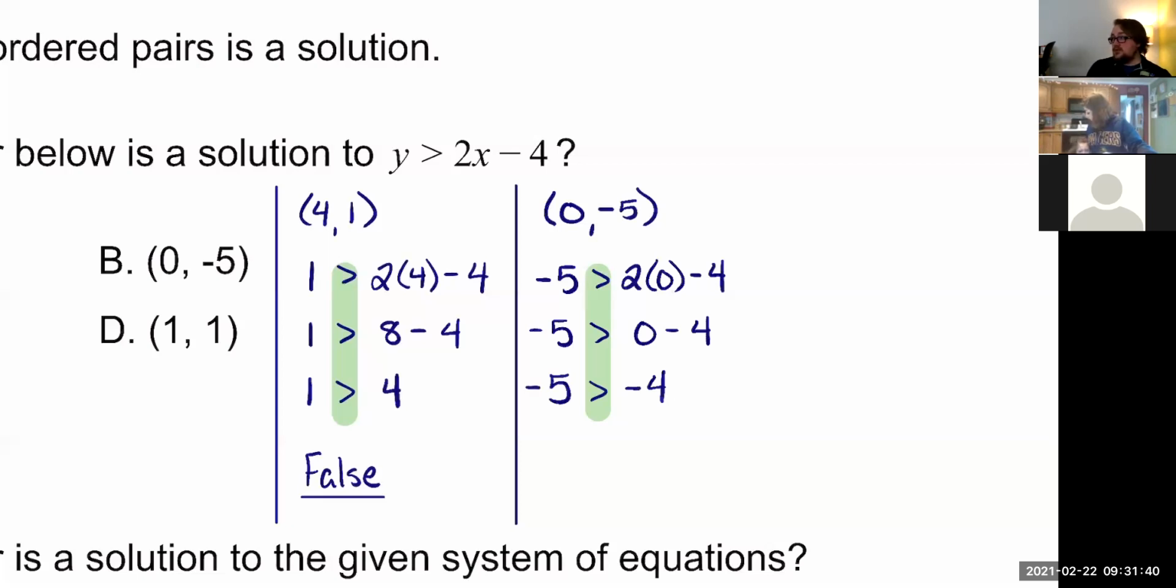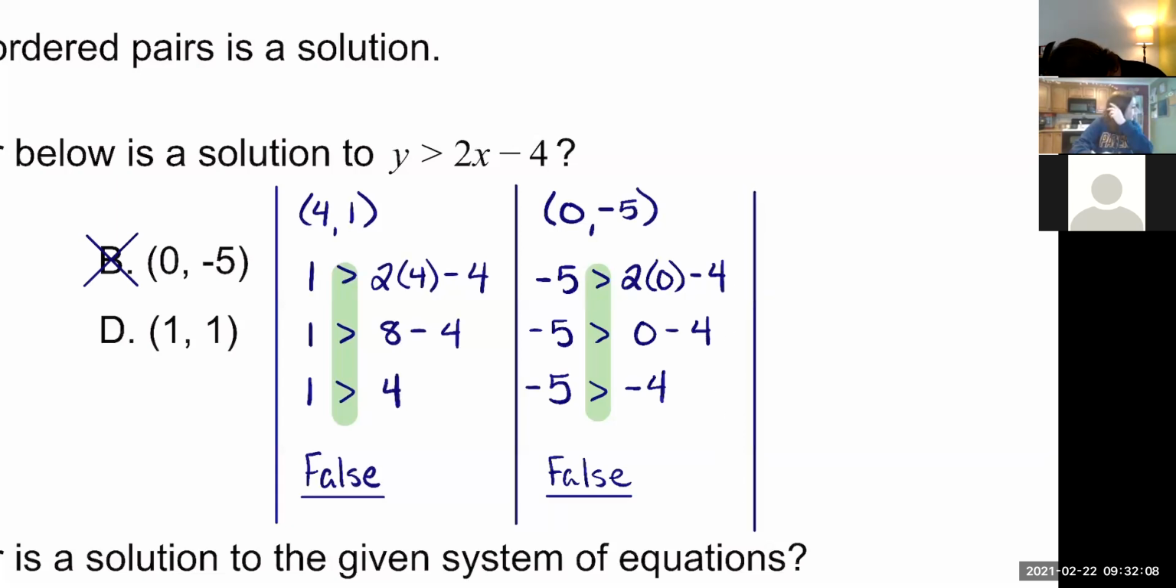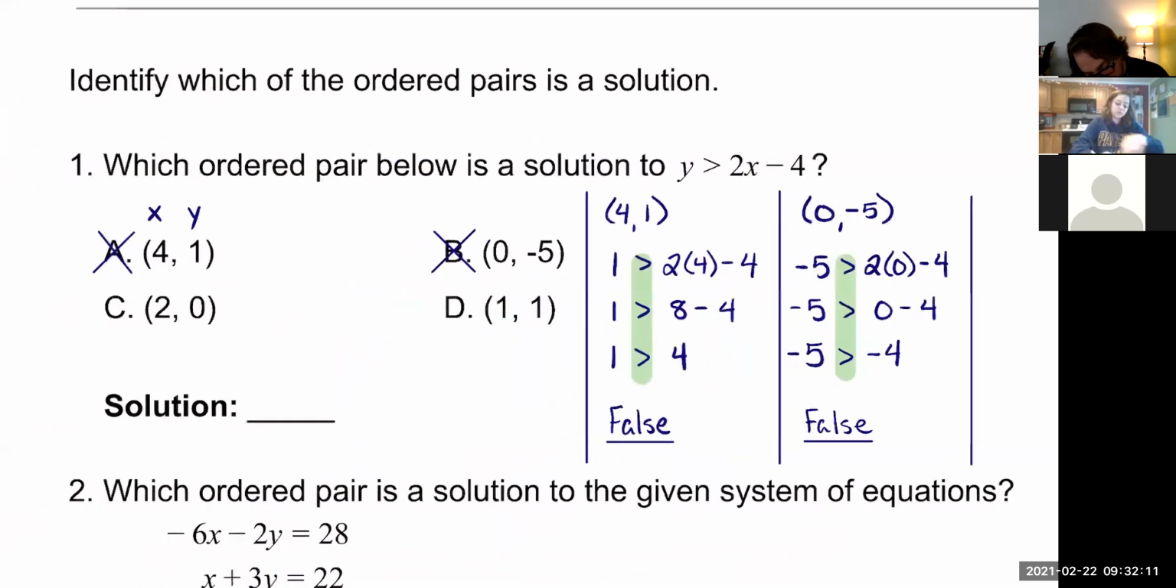Is that true? No. So I threw in a negative comparison there just to kind of be sneaky. Negative numbers do work backwards than what we think. So this one is in fact also a false statement, which means that ordered pair is also eliminated, not a solution. And then we start over. So again, not the most exciting example.